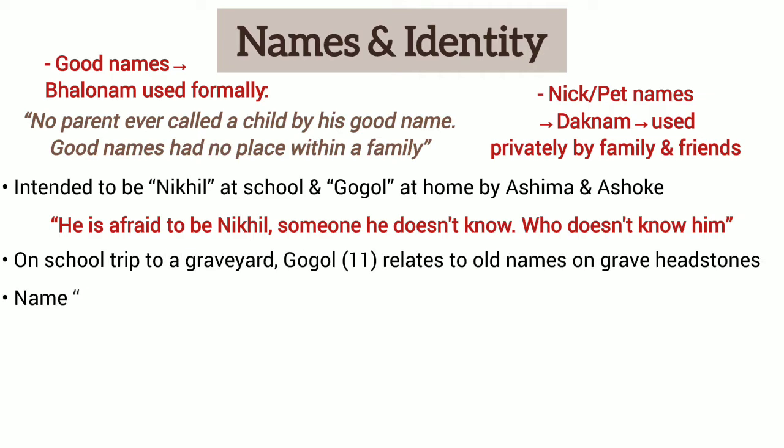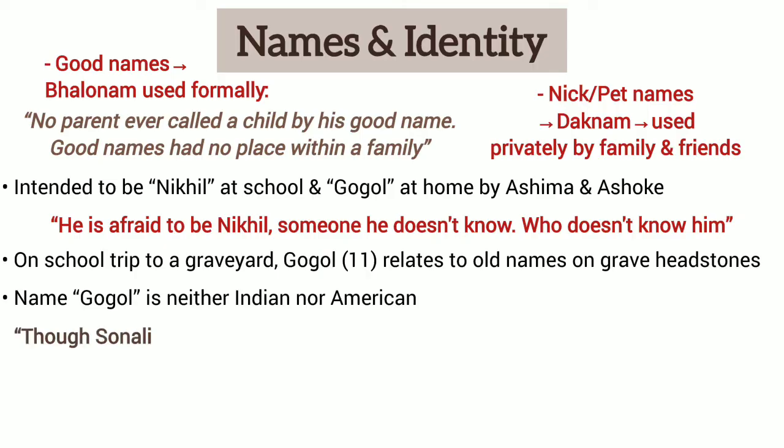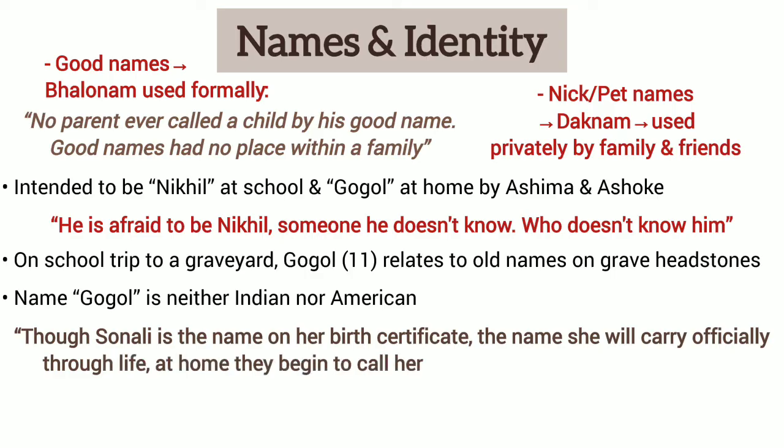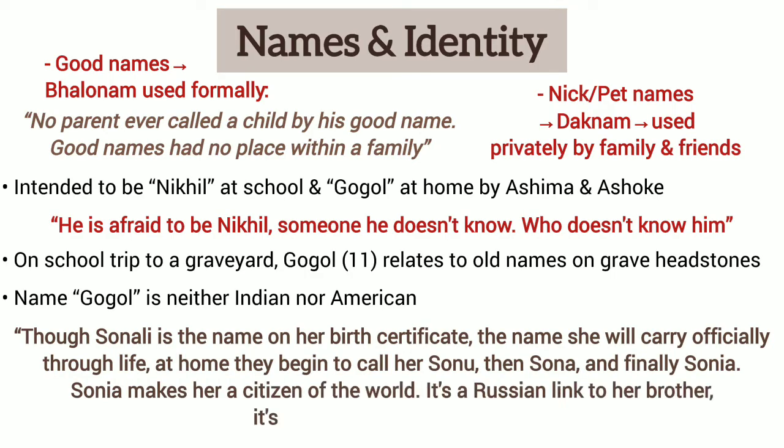The name Gogol is neither Indian, the country of his cultural roots, nor American, the country where he was born and raised. Another example of the distinction and the significance of the good and pet names within the Ganguly household is through the naming of Gogol's sister. Though Sonali is the name on her birth certificate, the name she will carry officially through life, at home they begin to call her Sonu, then Sona, and finally Sonia. Sonia makes her a citizen of the world.